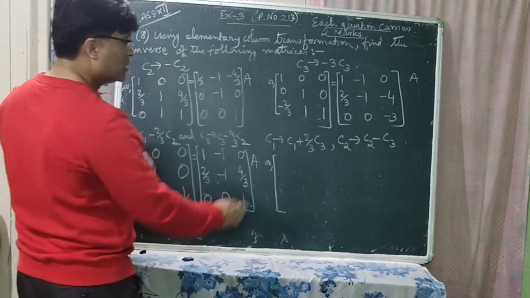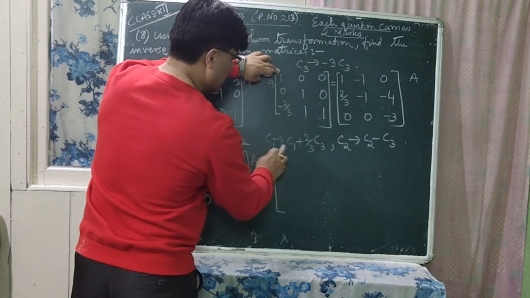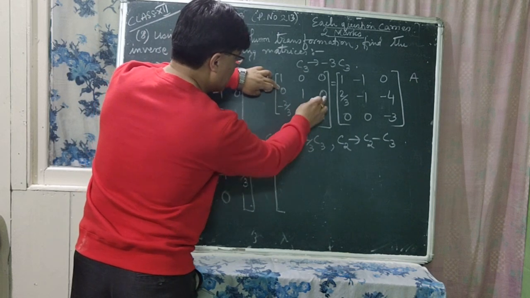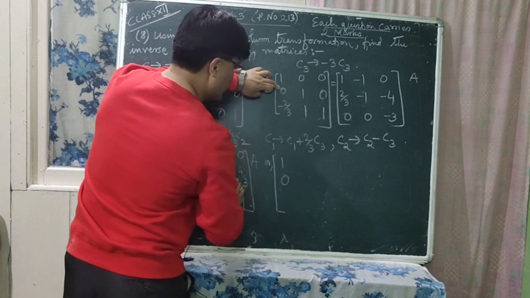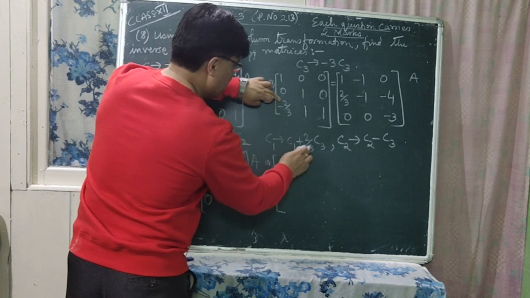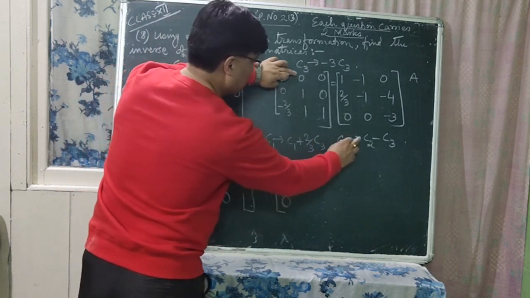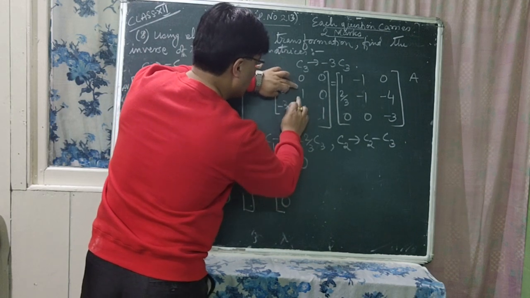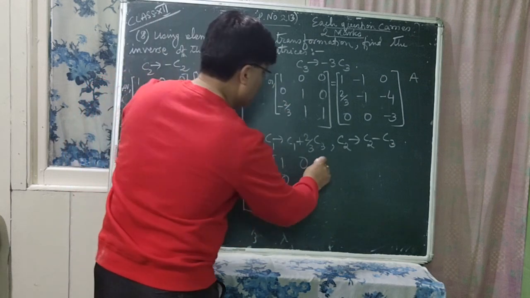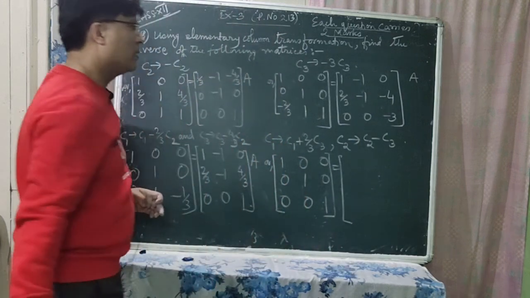So C1 arrow mark C1 plus 2 by 3 C3. So C1 is 1 here and C3 is 0 out here. 1 plus 2 by 3 into 0, 1. C1 is 0, C3 is 0, that is 0 plus 2 by 3 into 0, that is 0. C1 is minus 2 by 3 and C3 is 1. So minus 2 by 3 plus 2 by 3 into 1, that is 0, right? So column 2 is also changing. C2 minus C3, 0 minus 0, 0, 1 minus 0, 1, C2 minus C3, 1 minus 1, 0. Column 3 remains same, that is 0, 0, 1, right? So which is equal to?